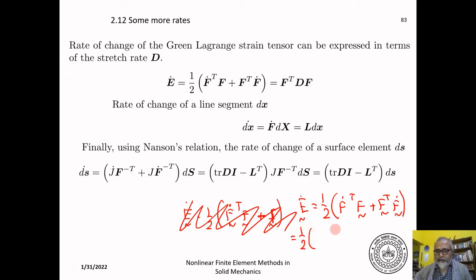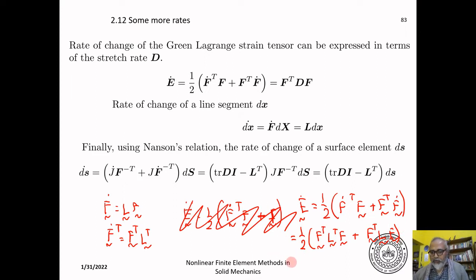F dot is LF, so F dot transpose is F transpose L transpose. So this is F transpose L transpose F, and this is F transpose L F. We can take F transpose and F common, so we have F transpose times (L transpose plus L) times F. So half of (L transpose plus L) is the symmetric part of L, and that we have called D. So this is equal to F transpose D F, another important relation.